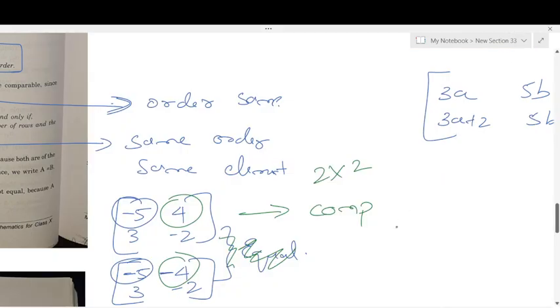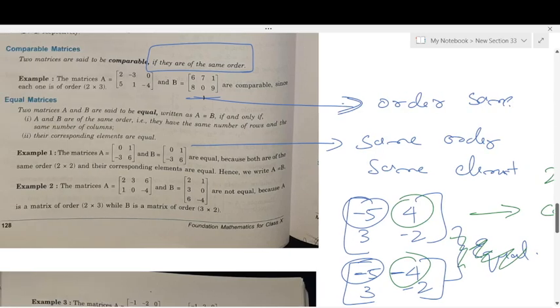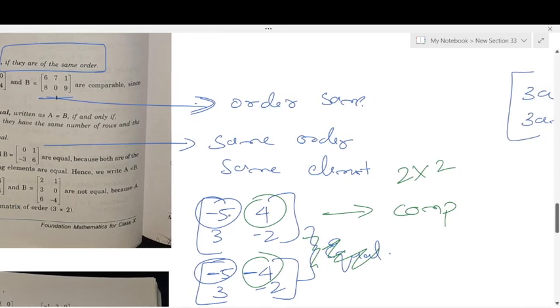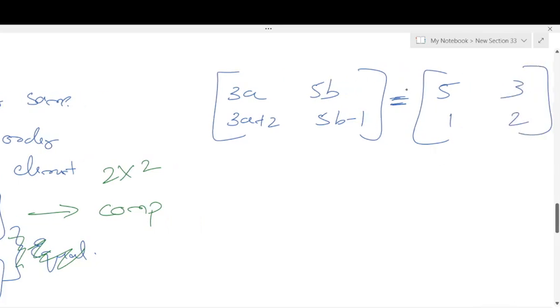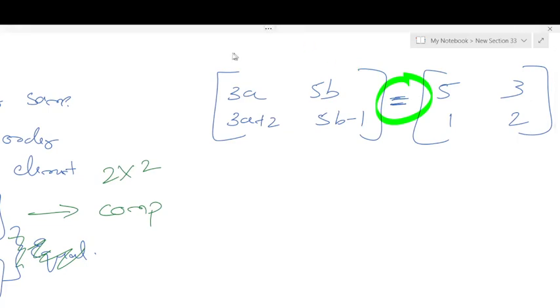Okay, continue from here. Discussing equal matrix. Did you go through all this? Comparable matrix, equal matrix? Fine. What do you mean by equal matrix, students? Each and every element should be same. And here, can you see the sign they've given? What symbol is this? Equal to. Then what kind of matrix are these two? What kind of matrix? This is equal matrix, right? This is the equal matrix.